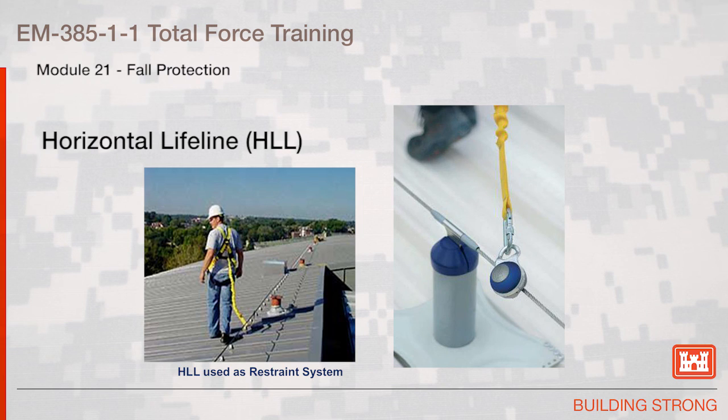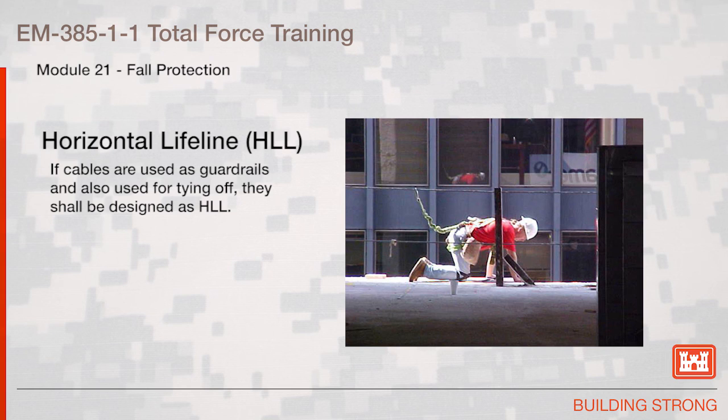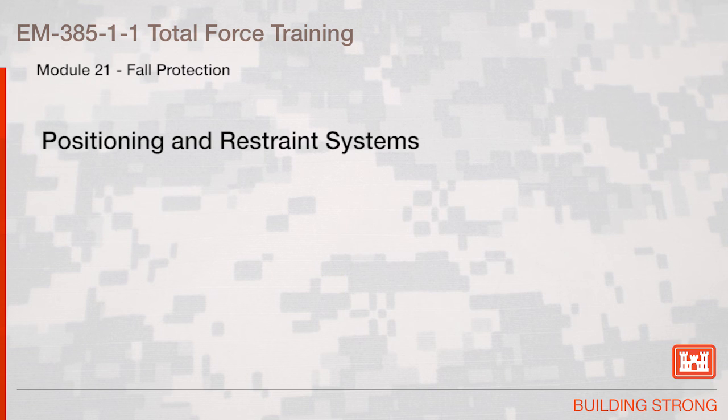Here, a horizontal lifeline is being used as a restraint system. It has a traveler that overrides intermediate supports. If cables are used as guardrails and also used for tying off, they shall be designed as a horizontal lifeline.